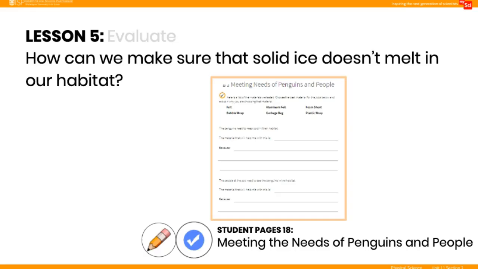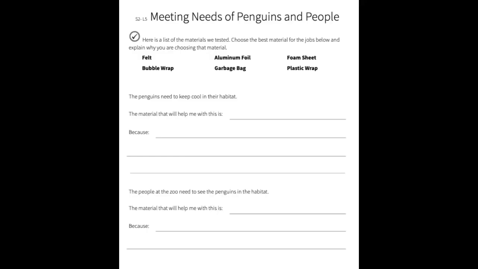In the Evaluate, remind students of the criteria for their penguin habitat. It must keep penguins cool and allow people to view penguins safely. Then direct students to Student Journal page 18, Meeting the Needs of Penguins and People. Ask them to choose the best material for the jobs listed and explain their choice.